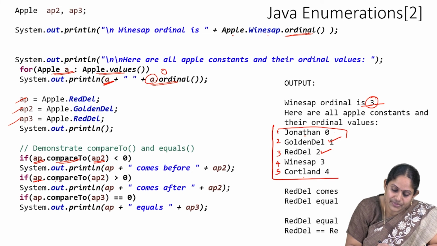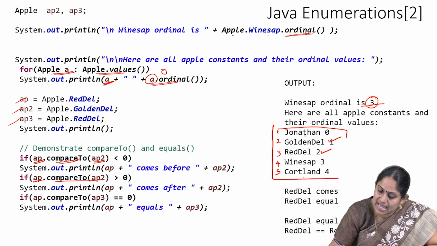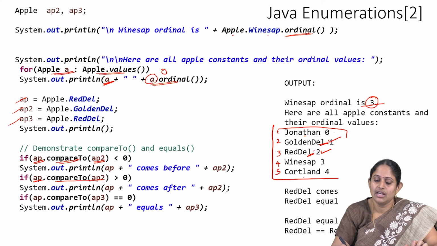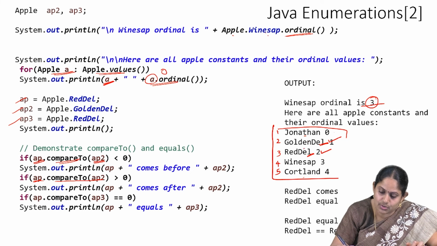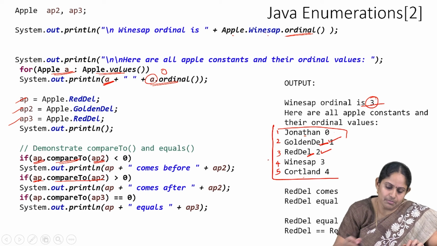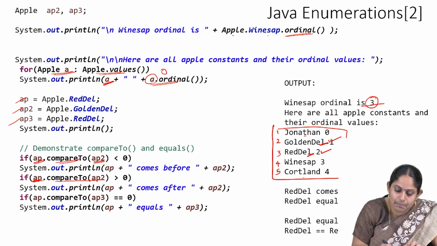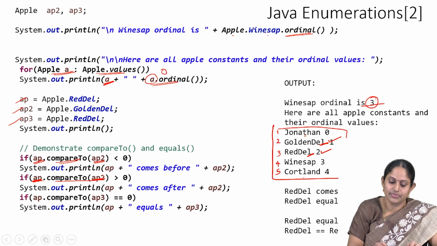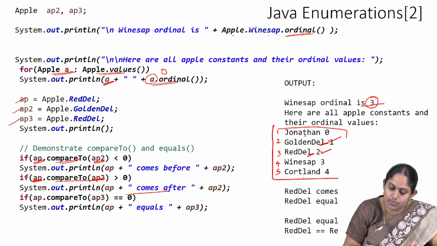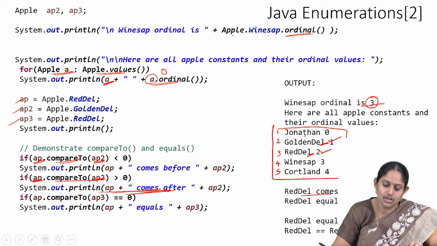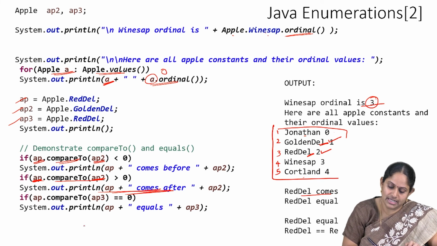So AP dot compareTo AP2. That means AP2 is Golden Del and AP is Red Del. So AP comes after Golden Del. So the compareTo operation will return a positive number since AP comes after AP2. Hence, this statement will be executed. So we get the output Red Del comes after Golden Del.